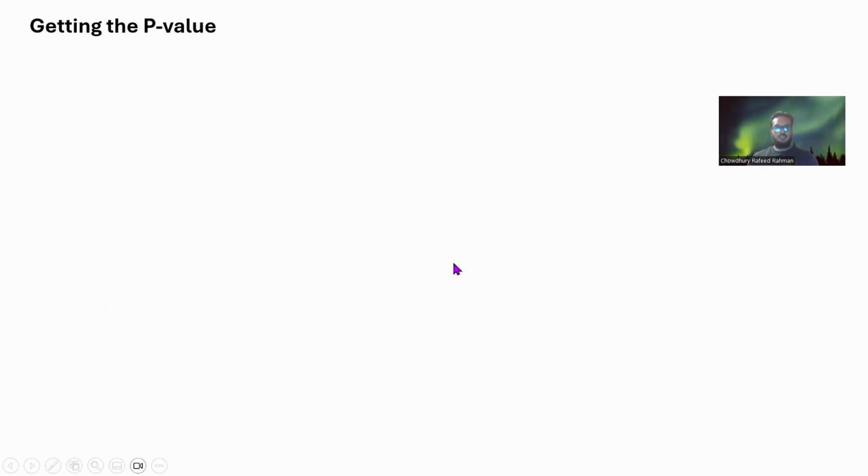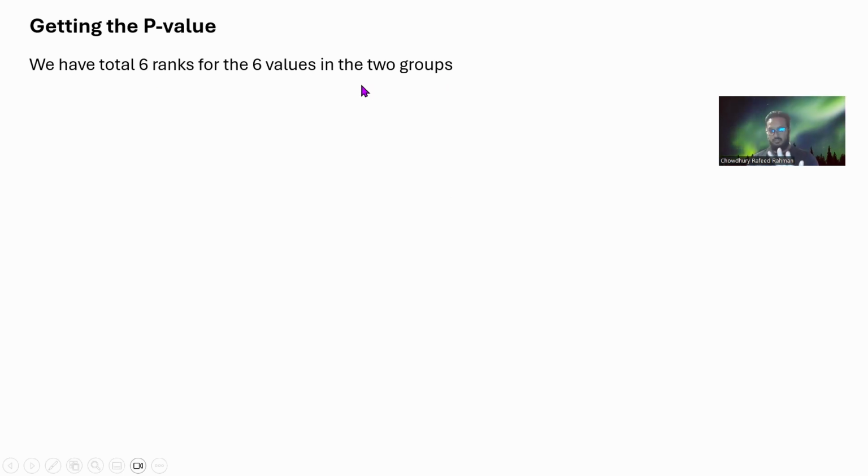So how can we use this to get the p-value? That is the final touch. I have covered this in detail in my previous lectures. So what is the significance of the p-value? And you know that normally we use a significance level of 0.05 for the p-value. So let's see how we get the p-value using this test. In this example, we have a total of 6 ranks for the 6 values in the two groups. This is just for this example.